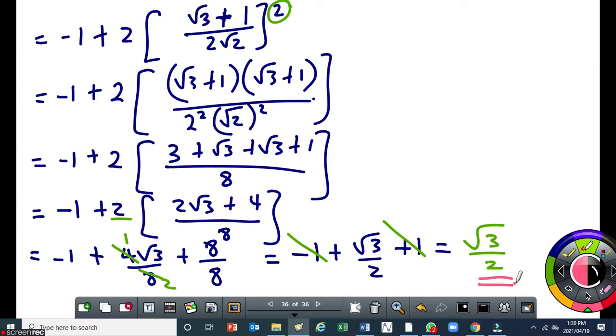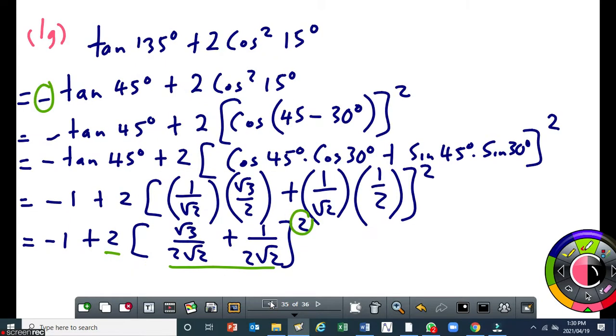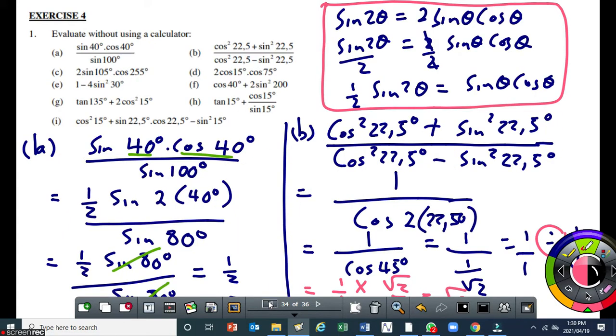Okay, now test my answer using a calculator. You go back to the original question. You must know how to put it in the calculator, by the way. So the original question is this. So if you want to put it in the calculator, you put it like this: tan 135 degrees plus 2 times cos 15 degrees all squared, like that. Can you put it in the calculator? Getting the same answer that I got back.